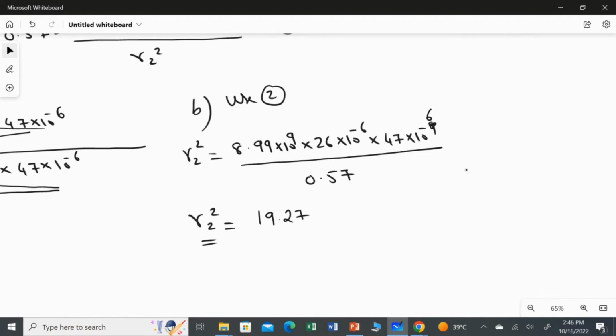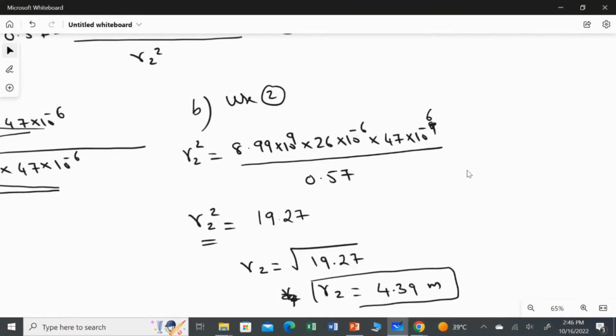So take square root on both sides. Therefore, R2 is equal to square root of 19.27. When you take the square root, this becomes R2. So the value of root 19.27 is equal to 4.39. What's the value of the new separation? It is 4.39 meter. Clear? So this is the answer for the second question.